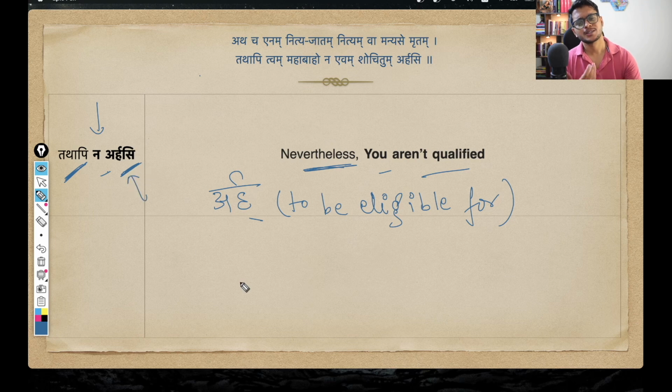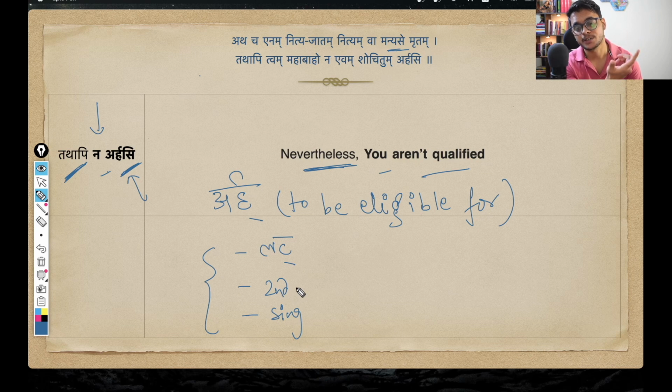Okay. And then this kriya pada arhasi. We already saw in some of the previous shlokas very recently, this is coming from arha dhatu. Arha dhatu means to be eligible for something, to be qualified for something in that sense. And again, since Krishna is saying this for Arjuna, just like manyase, this also is taking the same form, lat lakara, madhyama purush, because Arjuna, the direct listener, is associated with the action. So madhyama purush and ekvachanam.